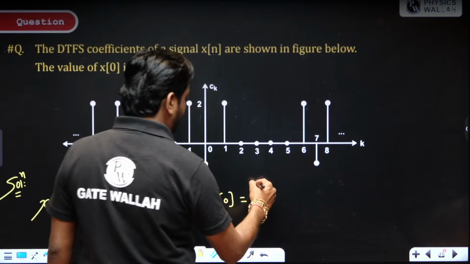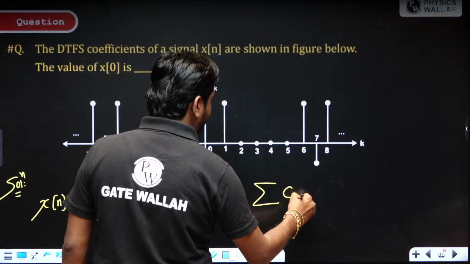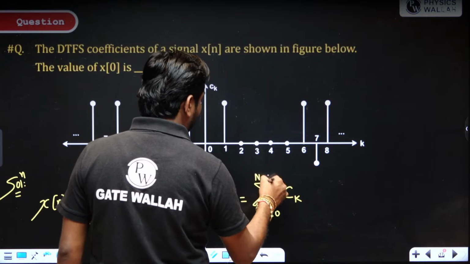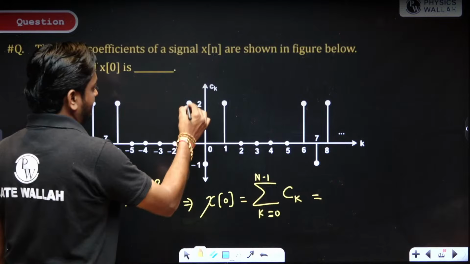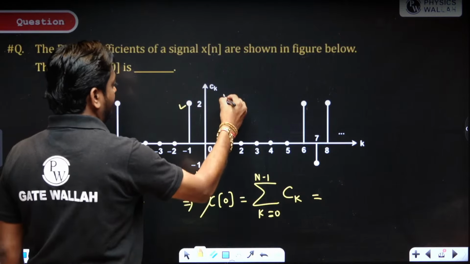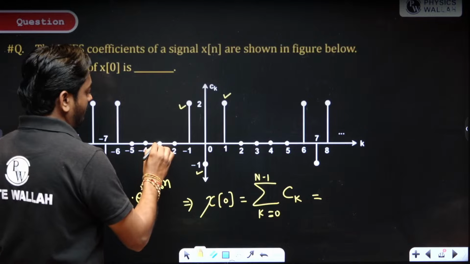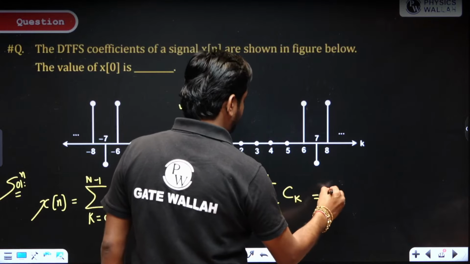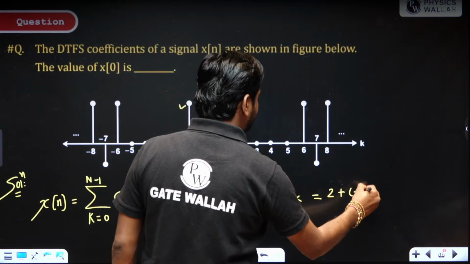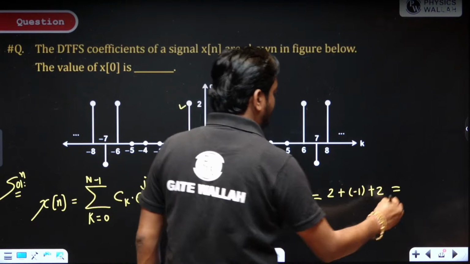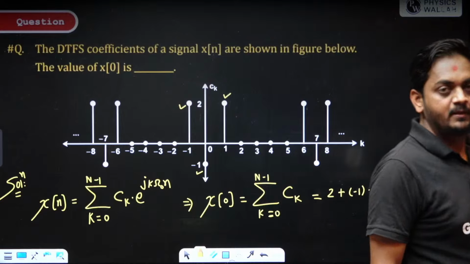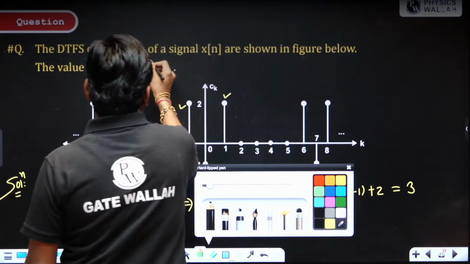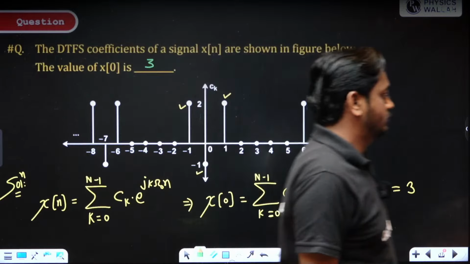N equal to 0, e power 0 is 1. So it is the summation of all the samples for one period. So in one period, how many samples are there? This one and this one, for one cycle, from minus 3 to plus 3, 7 samples. So here 2 plus minus 1 plus 2, so here it is 3. It is a numerical answer type question based on the property. So 3 is the correct answer for this question. Got it?